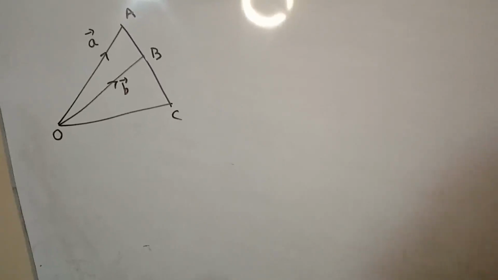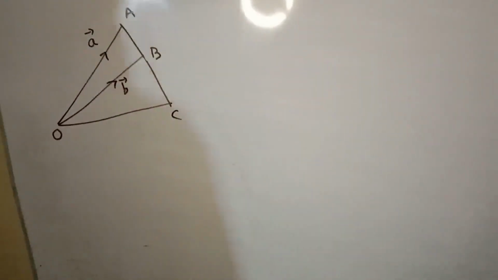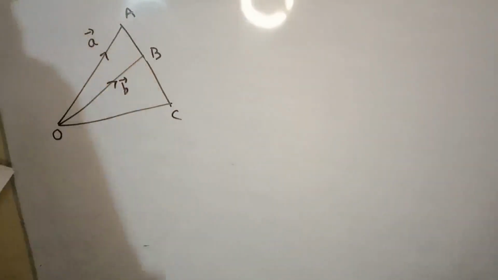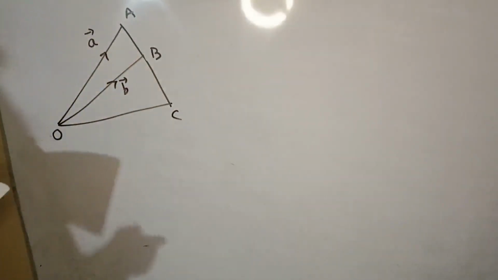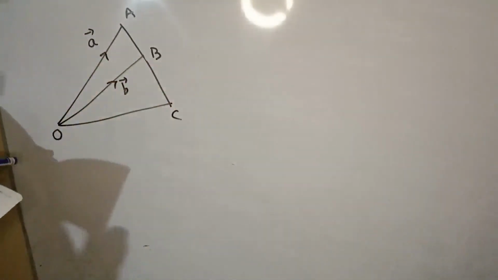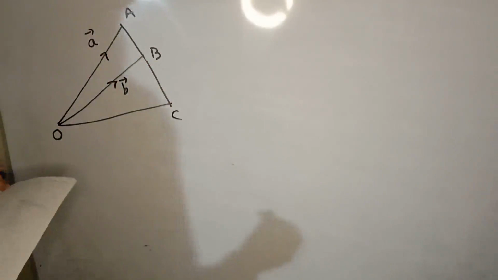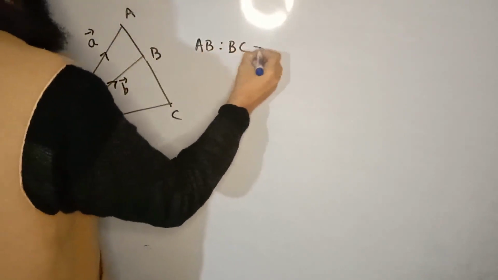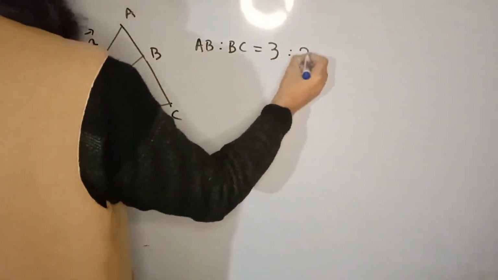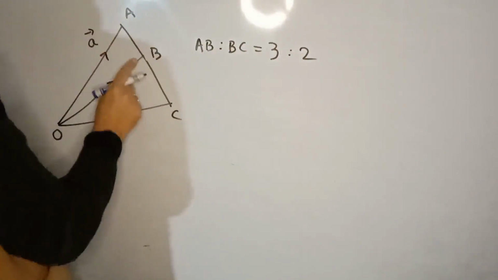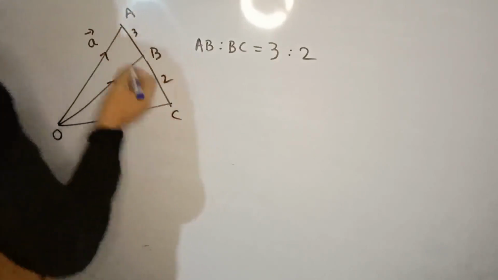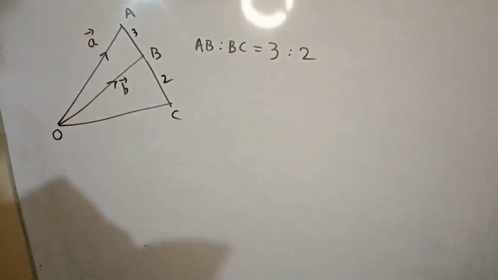Question 26: a diagram is given in which OAC is a triangle, and B is the point on AC such that the ratio of AB to BC is 3:2. This is 3 and this is 2. The figure is not drawn to scale.